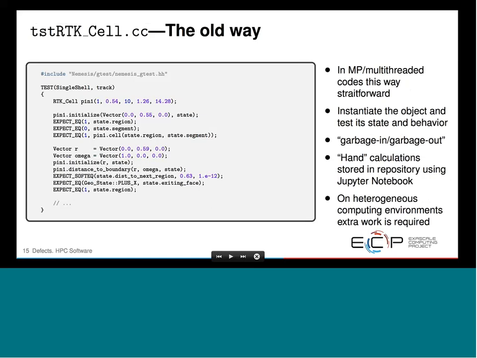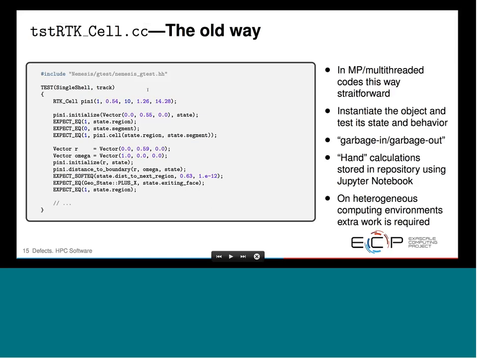And really what I'm doing here is I'm testing garbage in and garbage out. All of these are done through hand calculations that we actually store in our repository as well. We use Jupyter Notebook or various Python scripts, and that way as code changes and you want to change the conditions of the test, you can rerun those scripts to create new hand calculations, as it were, to update tests.